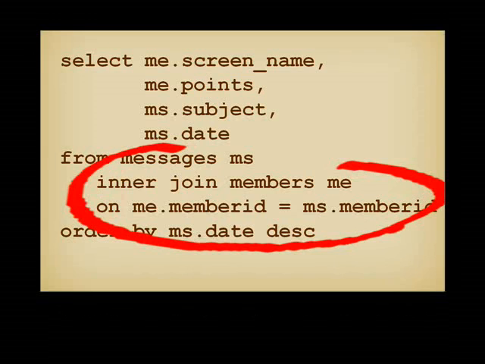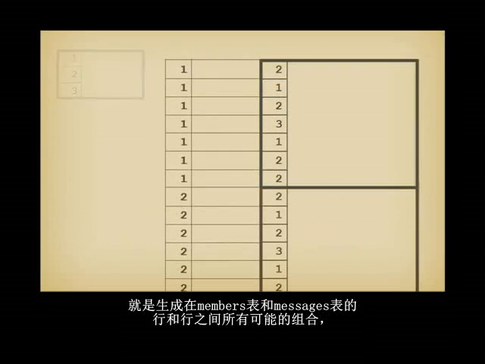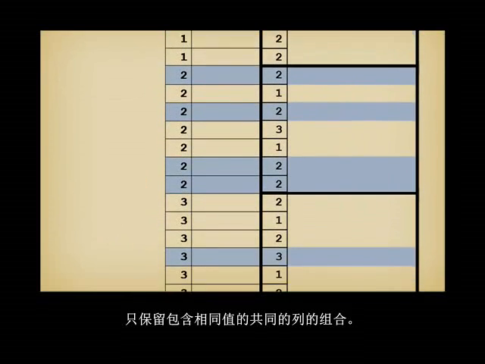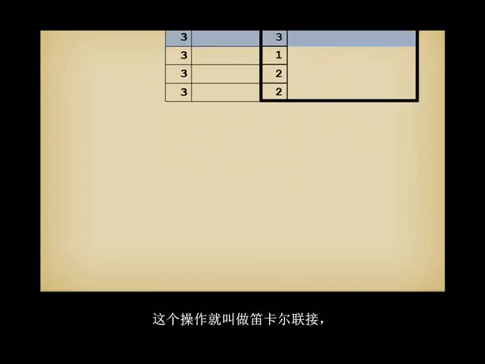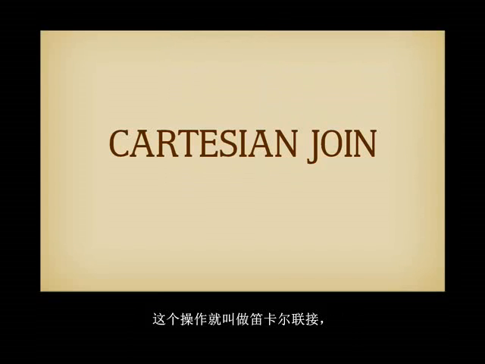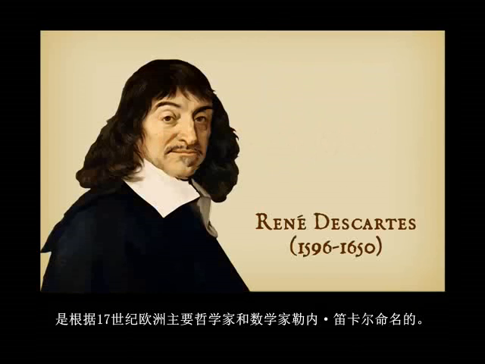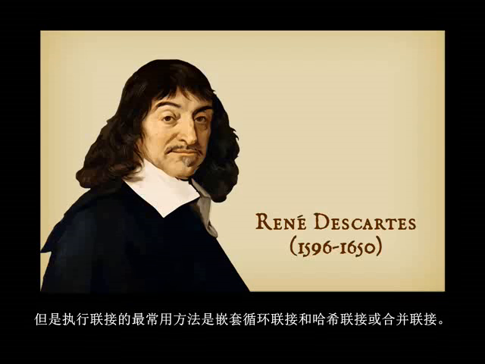When you are taught SQL, it is often explained that the operation consists in generating all possible combinations between the rows from the members table and the rows from the messages table, to only retain the combinations for which the common column contains the same value. This operation is called the Cartesian join, after René Descartes, one of the major European philosophers and mathematicians of the 17th century. Although a database system sometimes executes Cartesian joins, the most common ways to perform a join are nested loops and hash or merge joins.